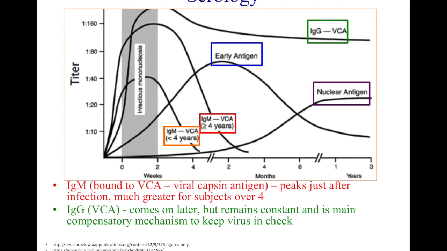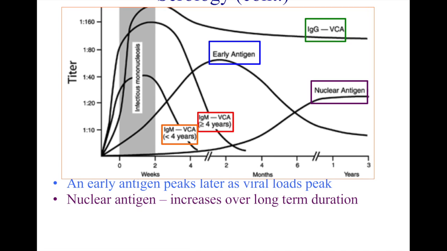And then up top you can see the IgG titer, which comes on later, but it remains constant and is the main compensatory mechanism to keep the virus in check. And then on this slide you can see the early antigen, which peaks later as the viral load peaks. And then the purple over there on the right hand side, you can see the nuclear antigen, which increases over a long-term duration. But like I mentioned, the primary one they will test for is the IgM.